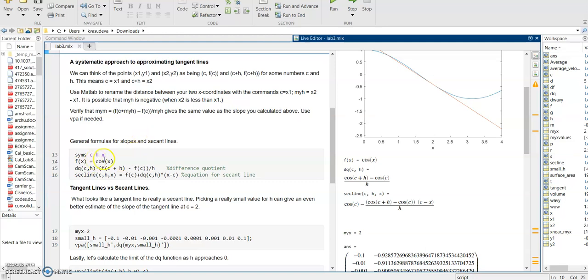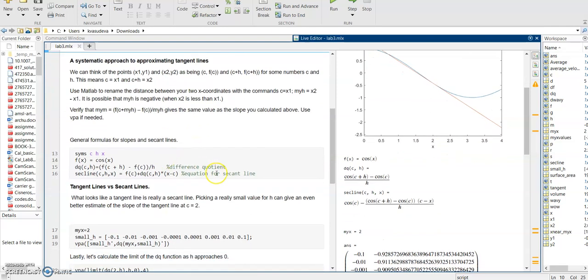Now remember, I have three unknown variables, that is c, h and x, where c is x1, h is the difference between x1 and x2, and x as usual is an unknown variable. My function remains the same, that is cosine of x. Now my slope is no more called m, now it's called the difference quotient. It's a function of two variables, c and h.